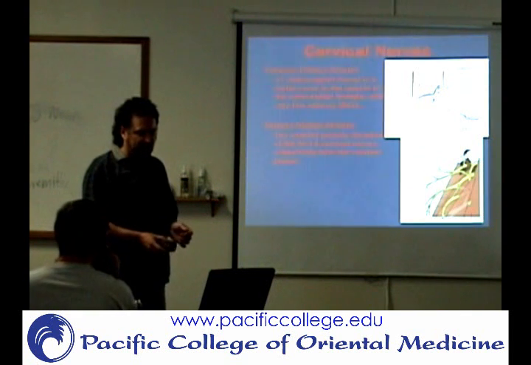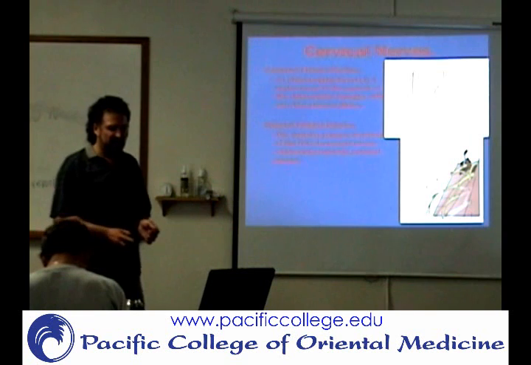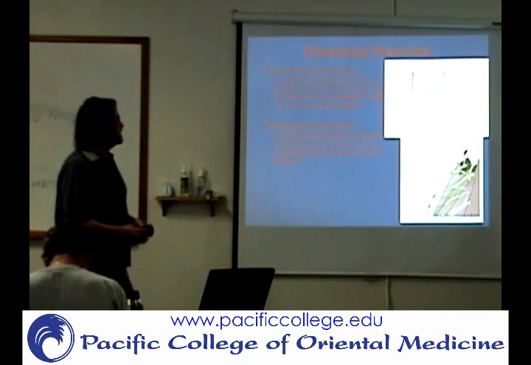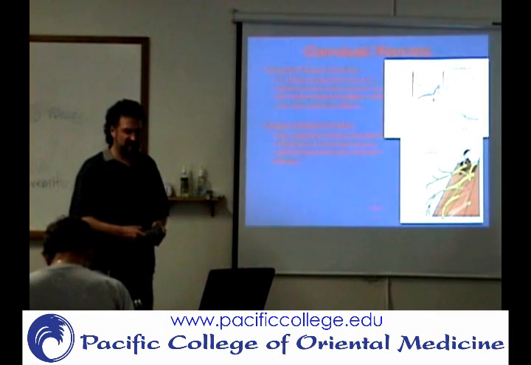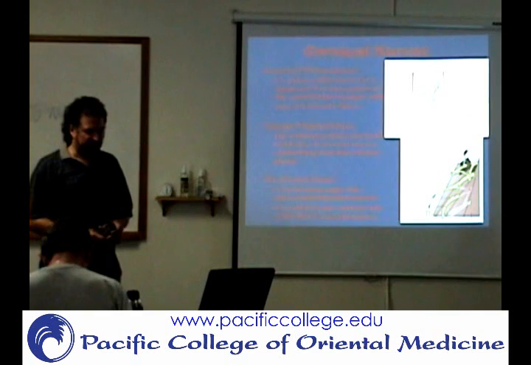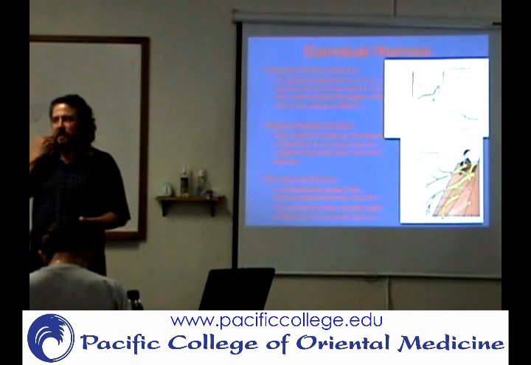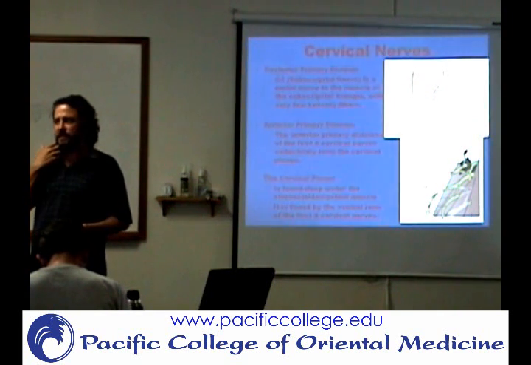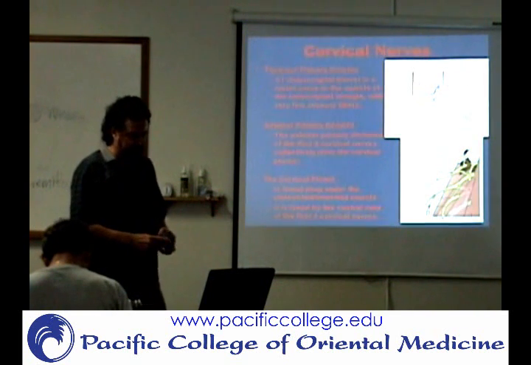And then you have an anterior primary division, which is the first 4 cervical nerves, and that's going to form the cervical plexus. So the cervical plexus is going to be deep under the SCM. It's not going to be as significant. The brachial plexus is going to be more significant than the cervical, but we'll go and cover it just the same.